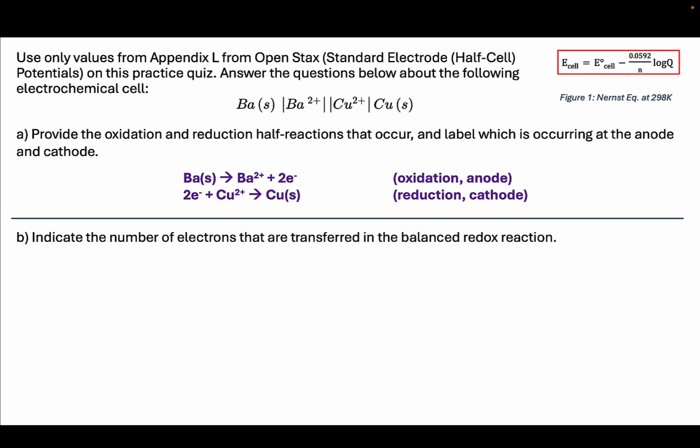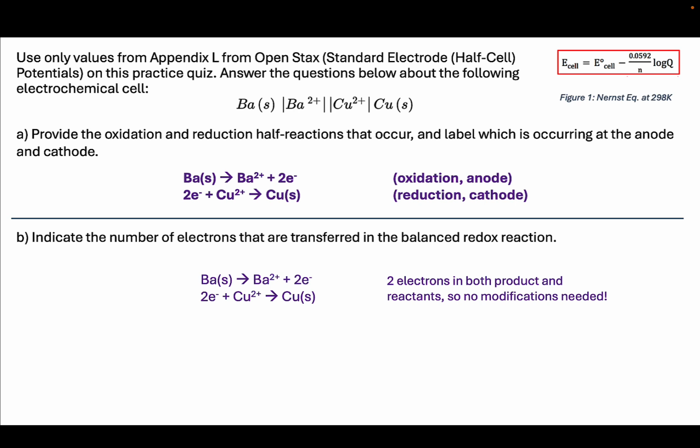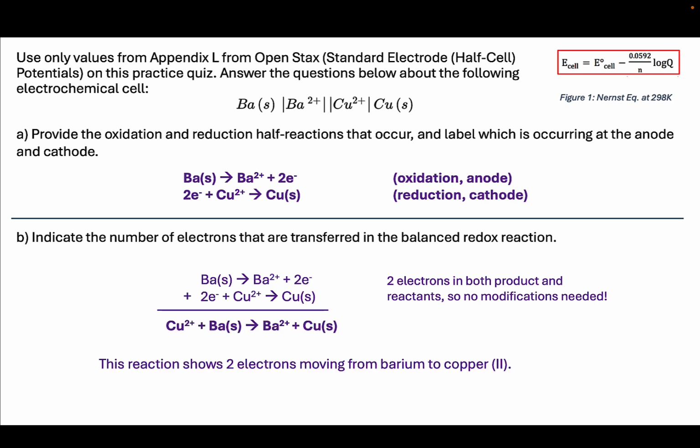The next part, we want to determine the number of electrons that are transferred in the balanced redox reaction. I think the best way to do this is first to state the balanced redox reaction, which begins by combining these half reactions. There's 2 electrons in the product and the reactant, so we don't need to modify anything like that. Remember that when we combine half reactions, what we need to cancel out is the number of electrons in the oxidation and the number of electrons in the reduction. Therefore, no electrons will appear in the balanced chemical reaction. But it's 2 on both sides, so here is our balanced chemical reaction. And sure enough, what this shows is that 2 electrons are moving from barium to copper, and we can determine that n equals 2 in this case.